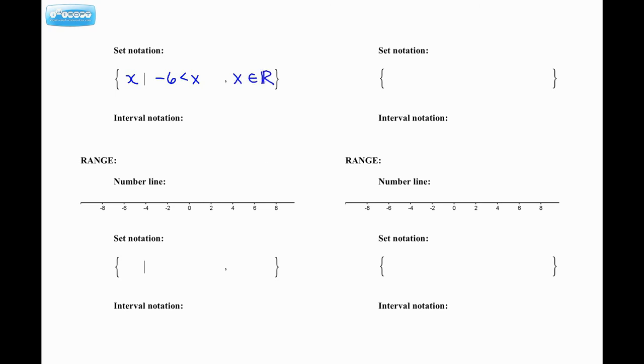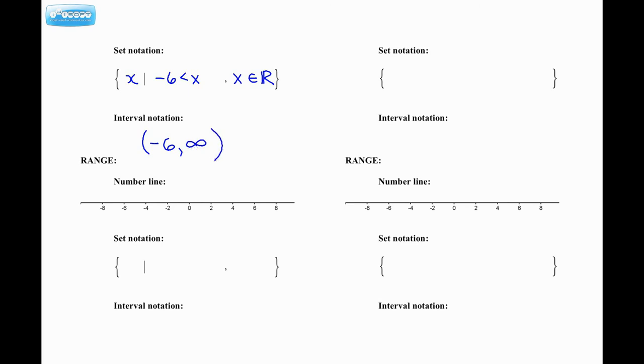All right, interval notation. We have a left bound. It's not included, so therefore it's round. We have no right bound, so I get to use infinity. Whenever we use infinity, that is always rounded.